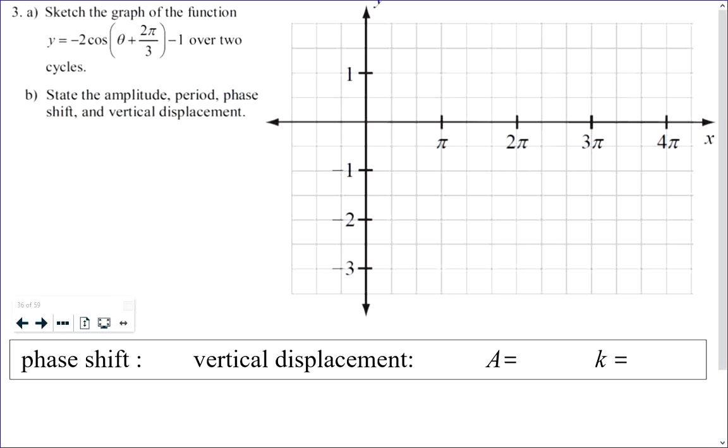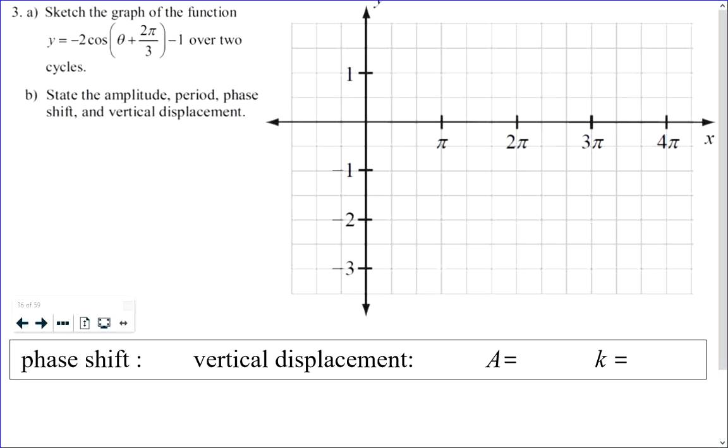Hello everyone, I'm just going to go through example 3 and 4 from yesterday's lesson that we did not complete in class, for those of you that want to see solutions to them. The first example, number 3, asks us to sketch a cosine function over 2 periods, and we're also asked to state the amplitude, the period, the phase shift, and the vertical displacement. We can do this in any order we want.